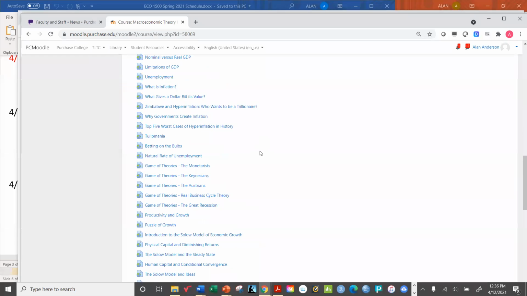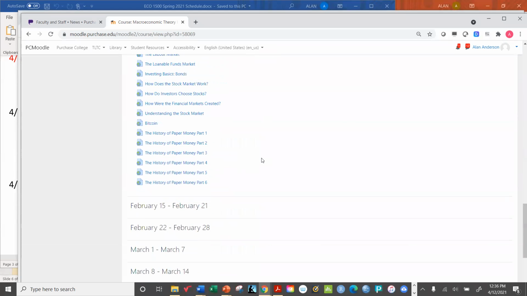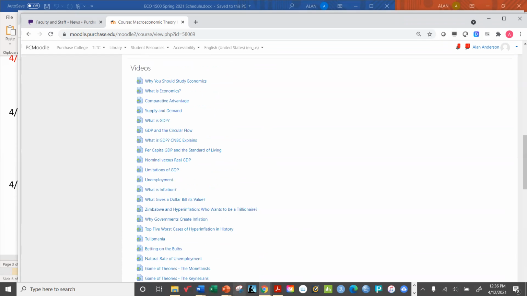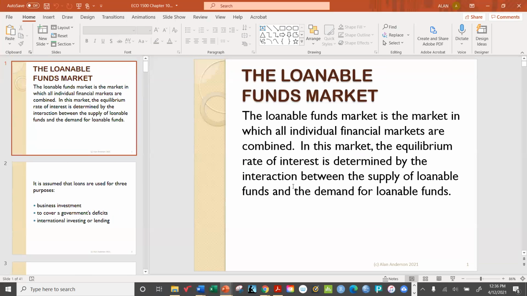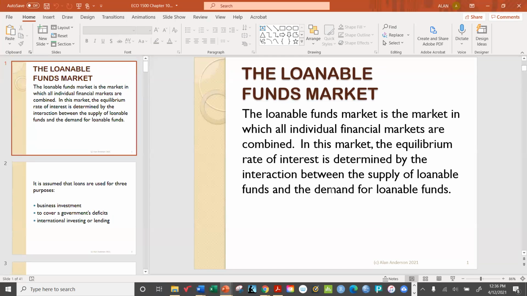In the meantime, for today, what we're going to do is dive back into chapter 10, specifically chapter 10, part 2, where we had already briefly started to introduce the loanable funds market. The loanable funds market is the market in which all the individual financial markets are combined. What we're trying to do is show where funds that are being lent and funds that are being borrowed will combine with each other to provide us with the equilibrium rate of interest in the economy. So we're making the case here that ultimately interest rates come from the interaction between borrowers and lenders.